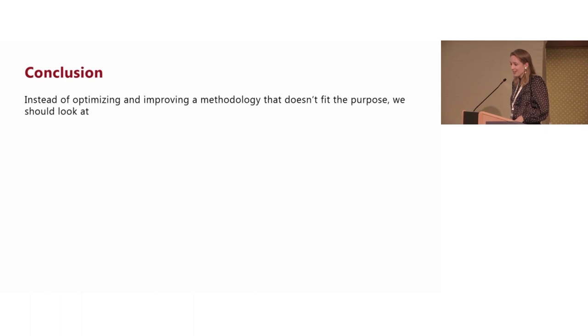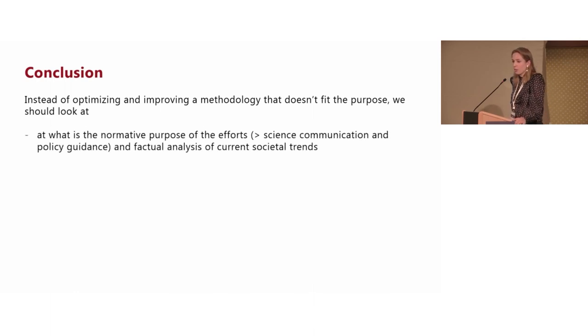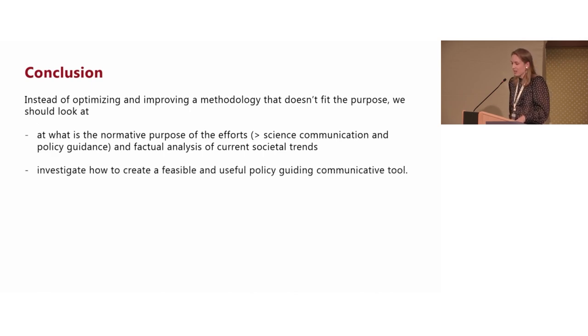So I want to conclude, I want to argue that instead of optimizing and improving the methodology, we actually need to look at different things. We need to look at the normative purpose. What do we actually want? It's about saying, okay, we want to communicate climate science to somebody who should act upon it. And then we should think about, like Roger has talked about, the honest broker, and how we actually bridge these two areas. I think the IPCC models are doing it quite badly right now. And I think we should also investigate better how we make these useful as a guiding, communicative tool.